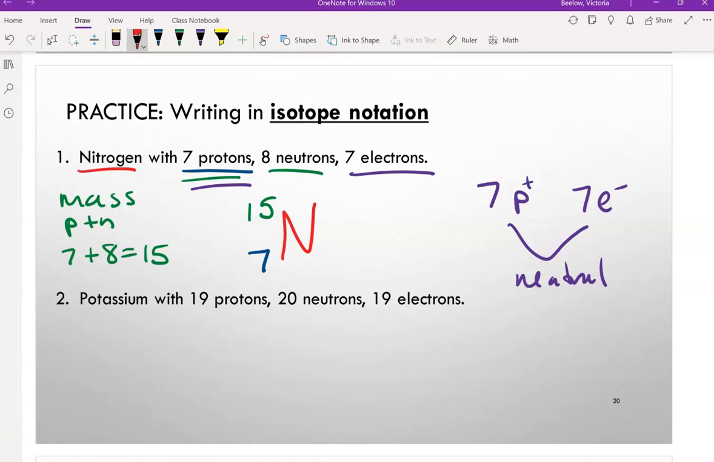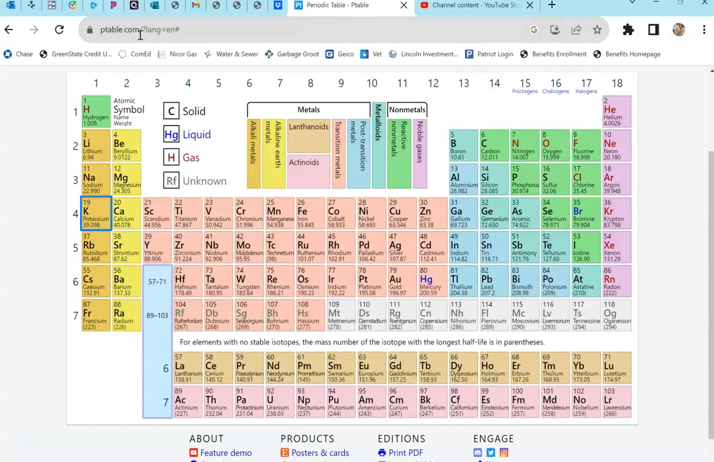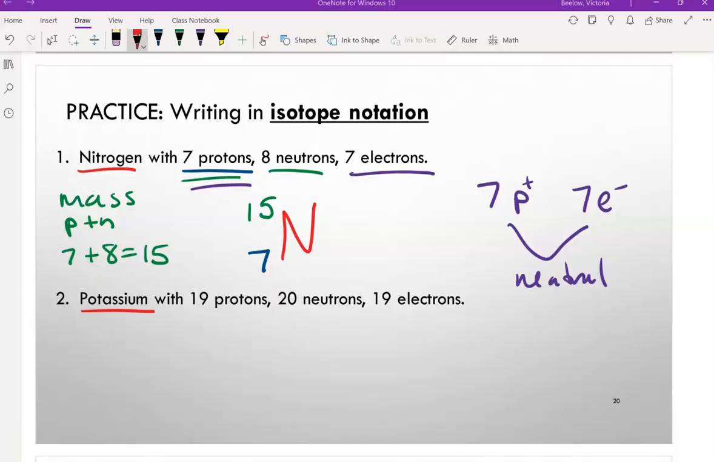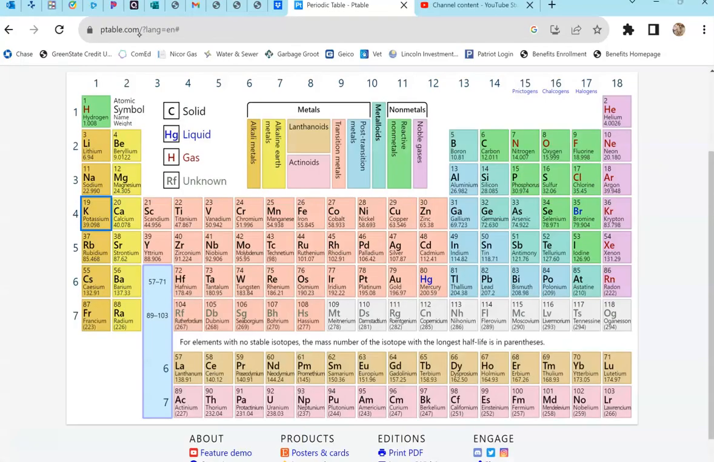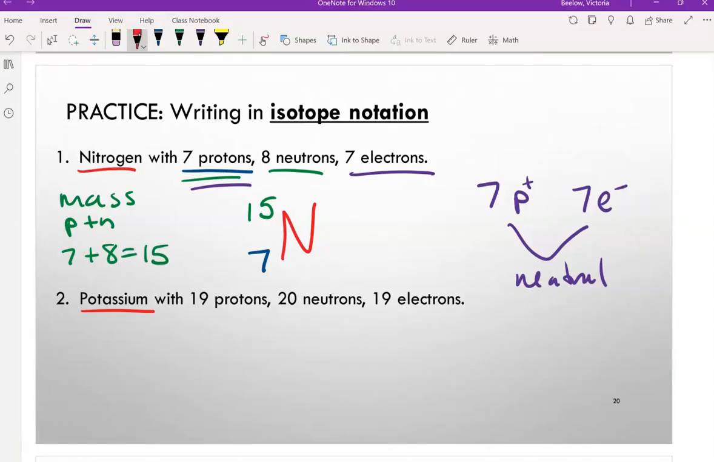All right, now I'm going to go over question number 2. Again, this element is potassium, but if I didn't tell you that, you could just look on the periodic table for the atomic number 19, because that is the number of protons. Remember, the number of protons is the same as the atomic number, which is that whole number on the periodic table. So potassium is right here. It's atomic number 19, and its symbol is K. P is for phosphorus, not potassium.